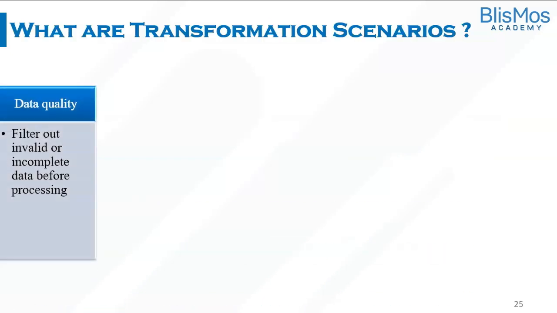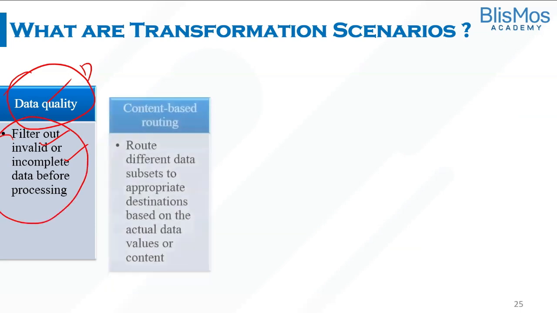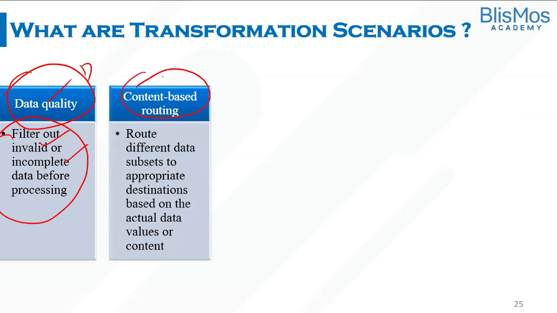Some of the transformation scenarios: you will focus on data quality by filtering out invalid or incomplete data before processing. These are the focus areas or scenarios. In these situations, for this particular dimension, you do these things. Then we have content-based routing, where you route different data subsets to different destinations based on different values. That is one more transformation.